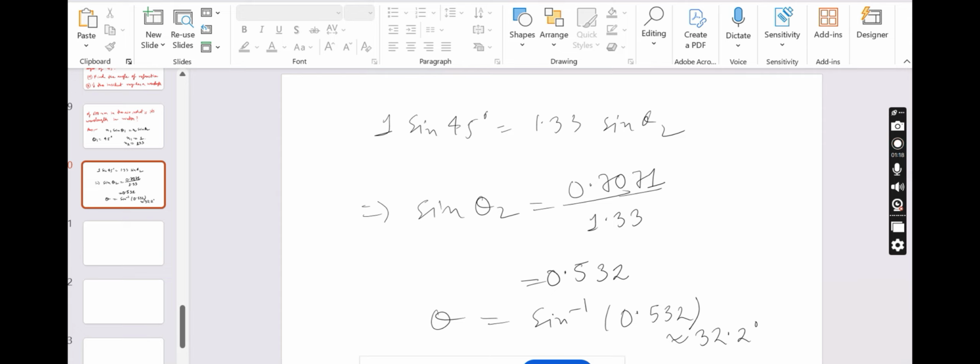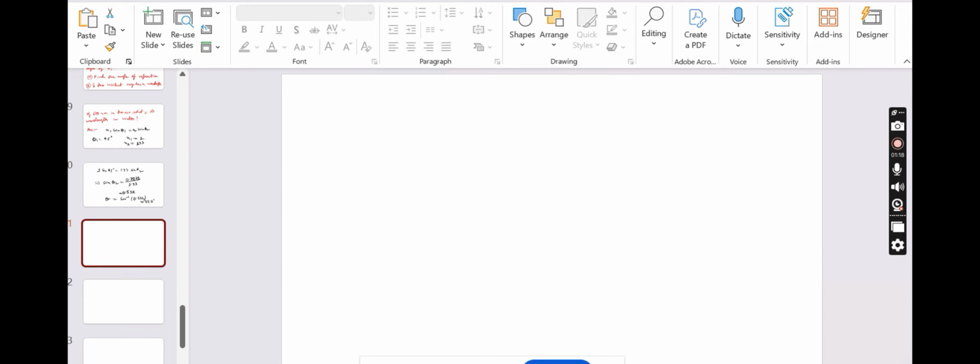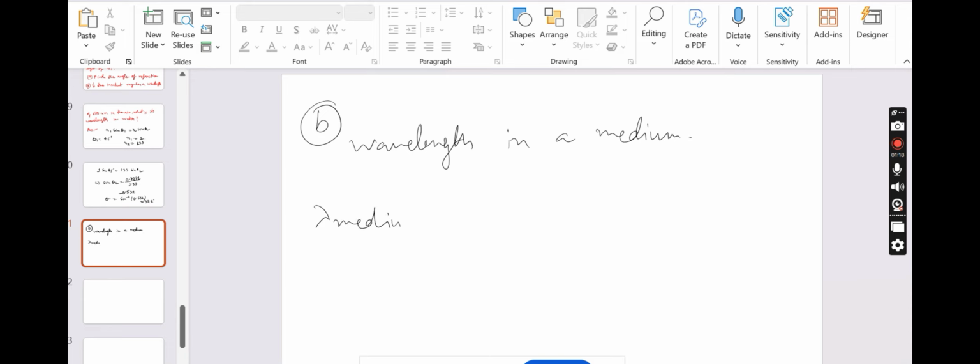And for the second part, the wavelength in the medium is lambda medium equal to lambda air divided by n, which is 600 by 1.33, which is 451 nanometers.